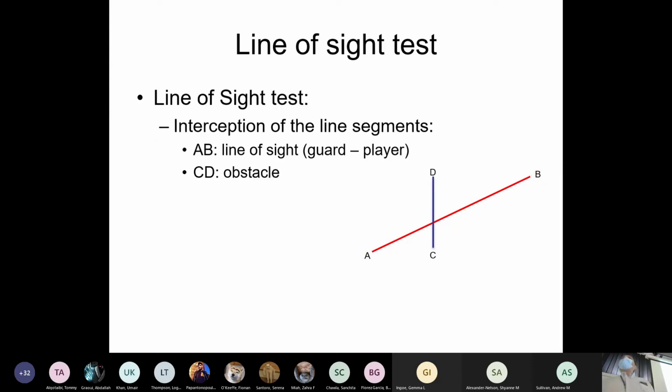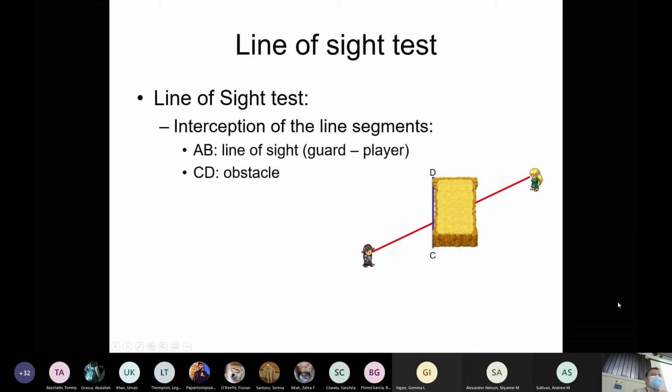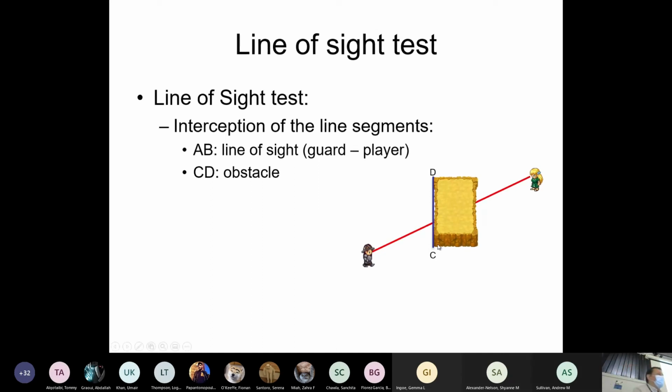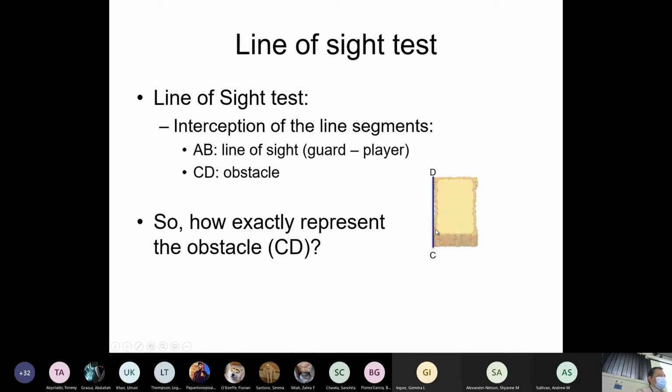So once again, to remind you why we are doing this, AB is the line of sight between the guard and the player, okay, and CD is the obstacle. If they intersect, this means that the guard cannot see the player, but if they don't intersect, there is a line of sight and the guard can see the player. But now, this is a wall, right? And if this guy were standing here, okay, he wouldn't be obstructed by this line, but by this line, all right? So how many lines do we need for the wall, which is not just a line? Walls are thick, okay? So we have to take into consideration the thickness of this wall, the entire size of this obstacle. So how exactly do we represent the obstacle and generate the CD?